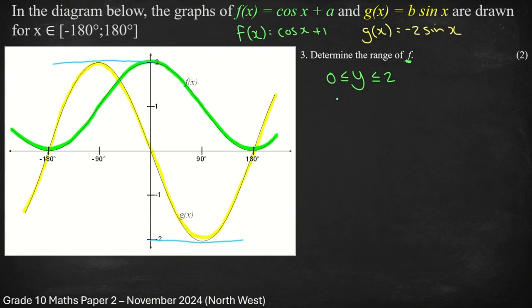If you prefer, you can write it in interval notation instead of an algebraic inequality. So y is an element of [0, 2], and it's all included.